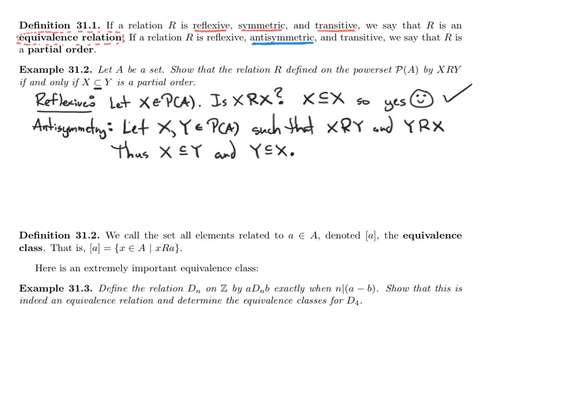So, by the definition of set equality, we have that X and Y indeed equal. They have the exact same elements. So, it is indeed anti-symmetric. That's great. And the last one is transitive.